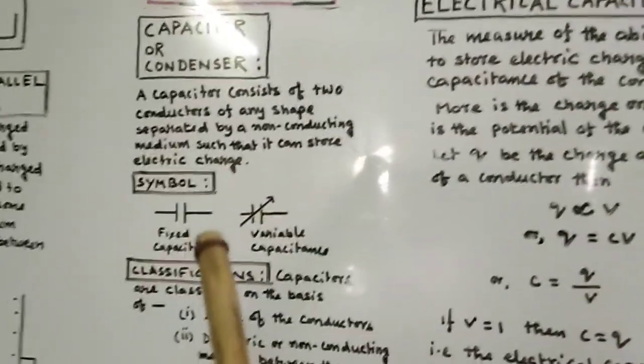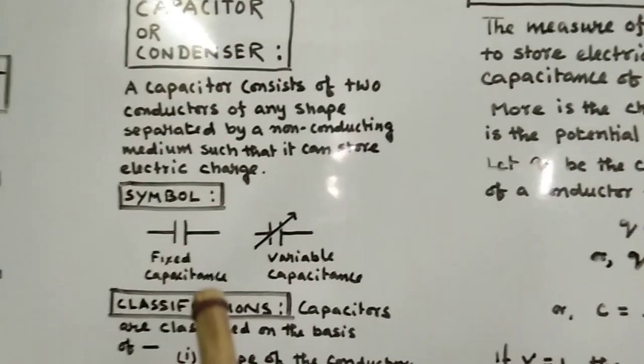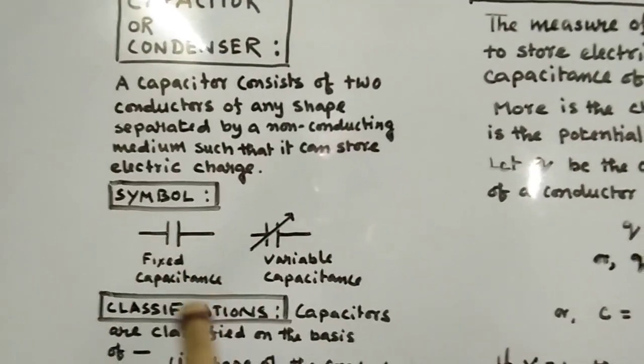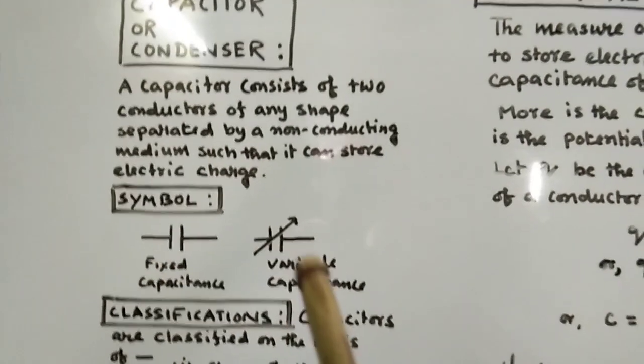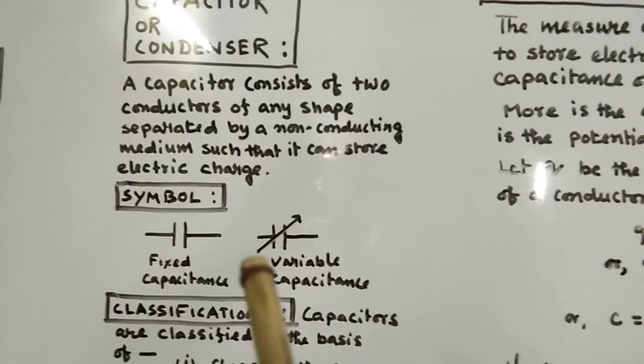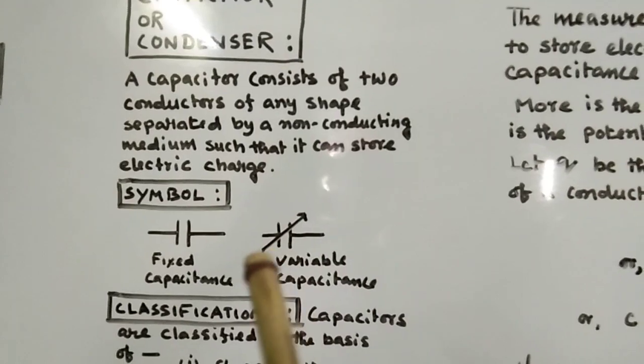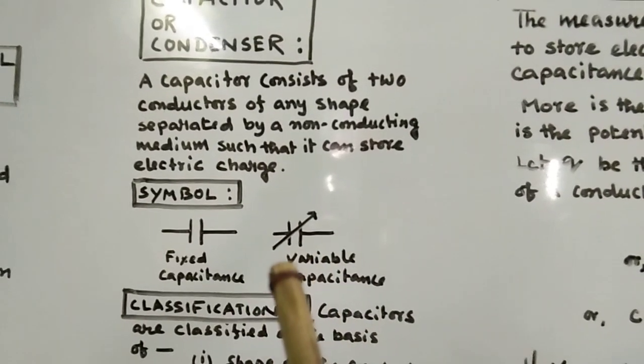Now the symbol for the capacitor: this is the capacitor with fixed capacitance, two parallel lines which have the same length. And for variable capacitance, there is an arrow, and the arrow shows that the capacitance is variable.